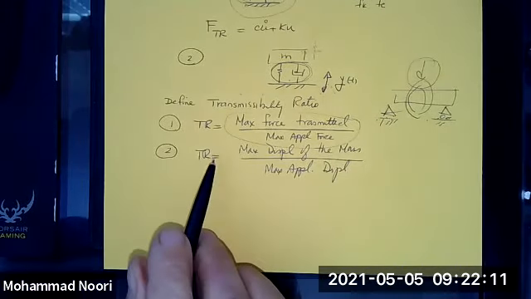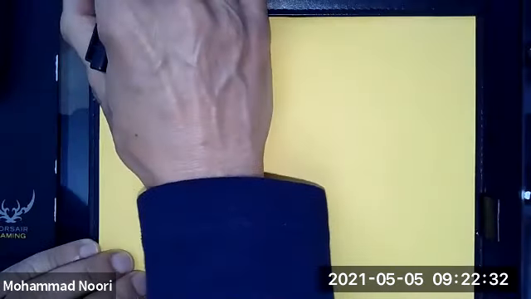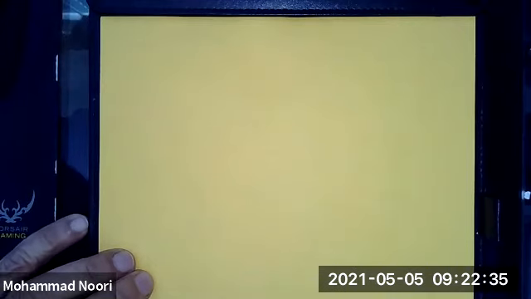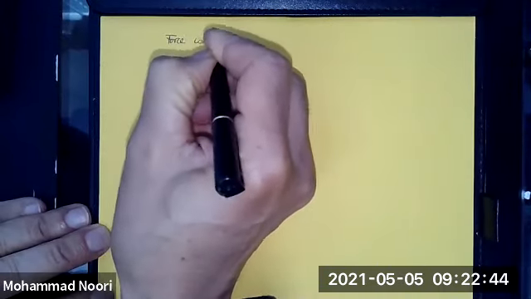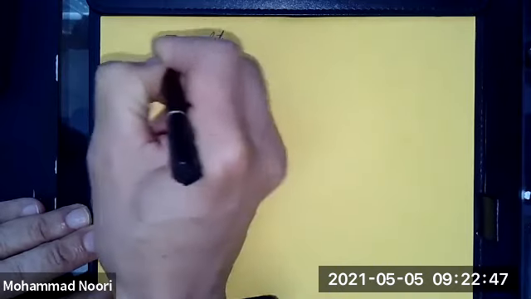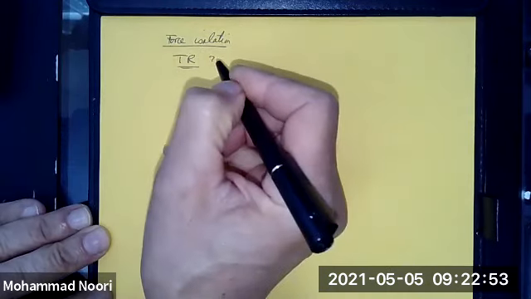Now, by defining these quantities, let's see how we can actually come up with a strategy or a mathematical formulation that helps us achieve this objective of reducing the effect of the force or the effect of motion. So let's focus on the force isolation first, meaning that we want to find the transmissibility ratio in this case.